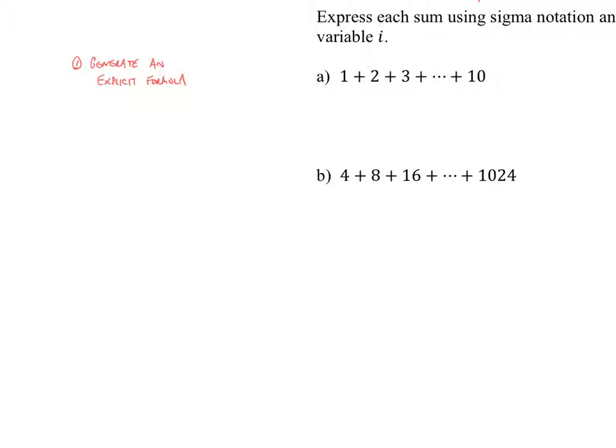So for each of these, for this one, I want you to tell me f of n equals, and give me an explicit formula to represent this sequence. Same thing with this sequence. Give me a formula to represent it. Then step 2, write it using summation notation. So you're just going to, after you've got your sequence, write it out in summation notation.